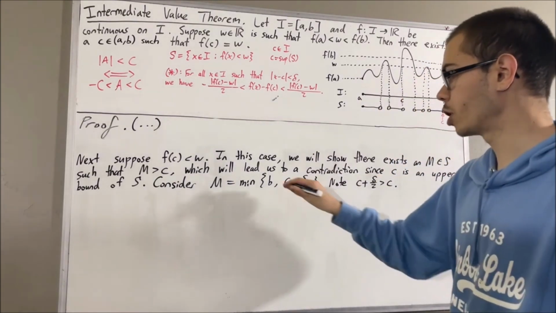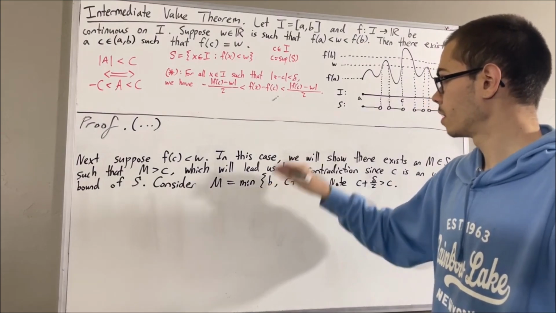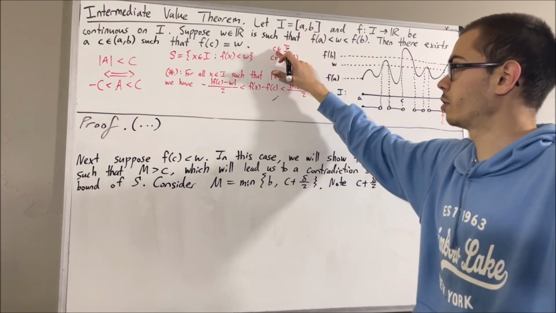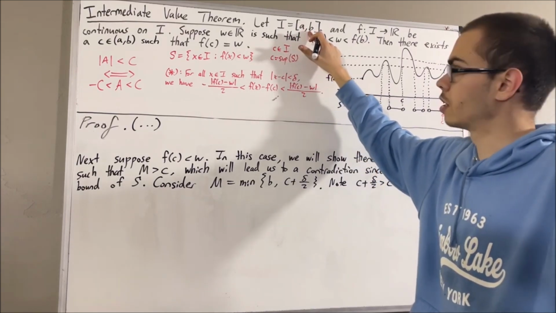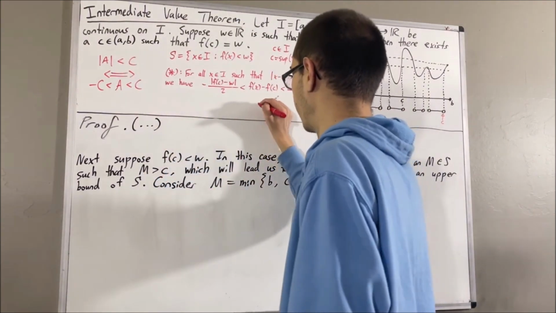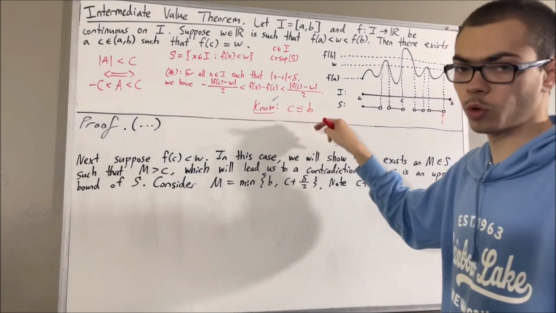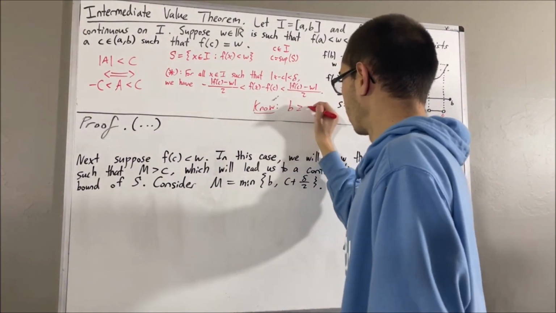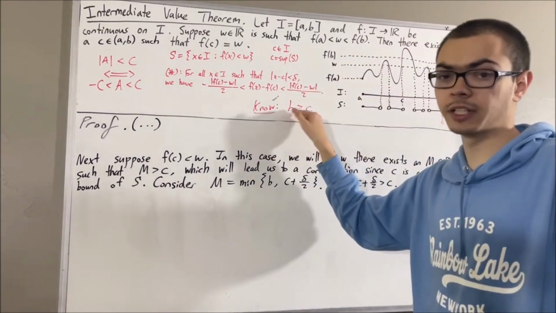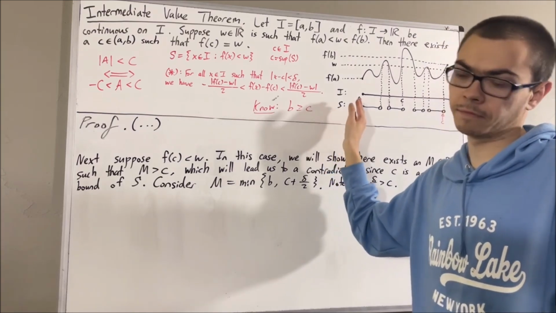But how do we know B is greater than C? Now, since C is an element of I, we know that A is less than or equal to C is less than or equal to B. So, at least we know C is less than or equal to B. Or I'll write this as B is greater than or equal to C. So we know B is greater than or equal to C, but we want to show that B is strictly greater than C. Well, what happens if B is equal to C?